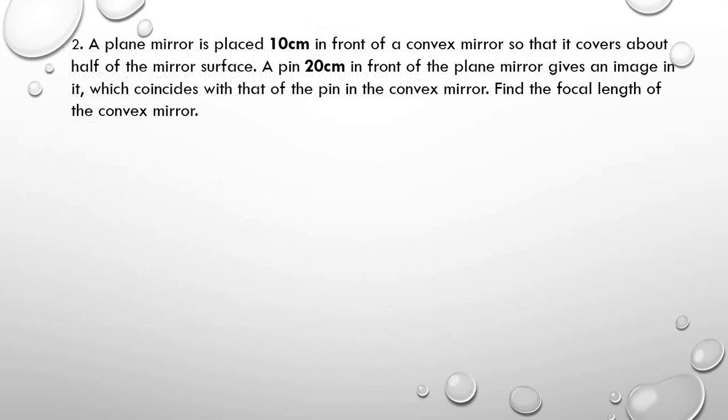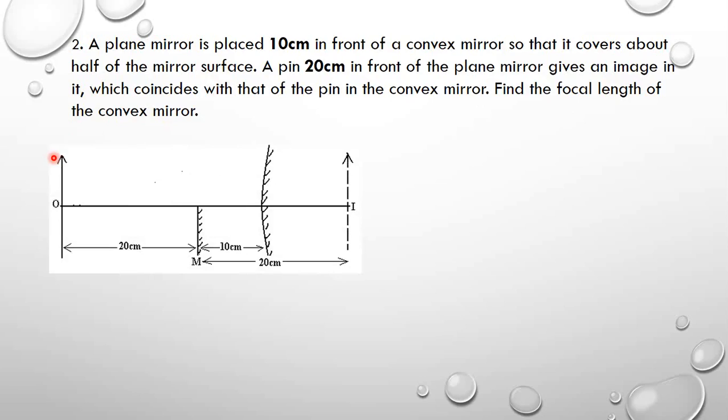Let us also look at this example here. A plane mirror is placed 10 centimeters in front of a convex mirror so that it covers about half of the mirror surface. A pin 20 centimeters in front of the plane mirror gives an image in it which coincides with that of the pin in the convex mirror. Find the focal length of the convex mirror. When you look at this question, it's just similar to the question you have been looking at. The only difference here is the values. The plane mirror is 10 centimeters in front of the convex mirror.